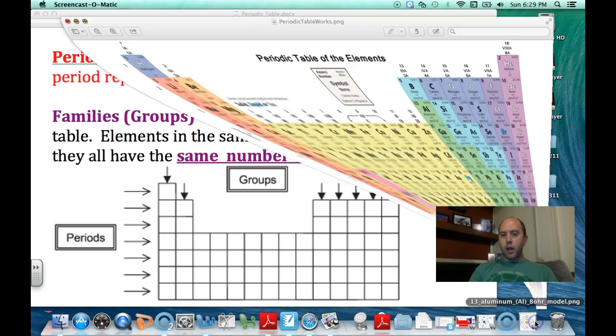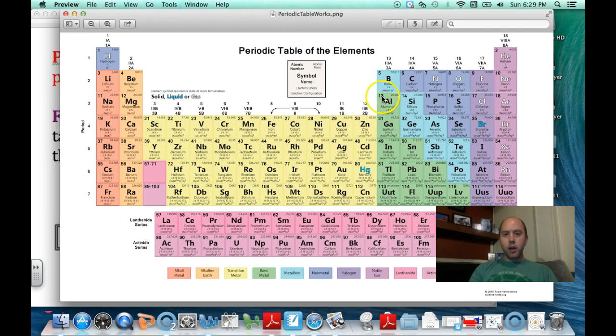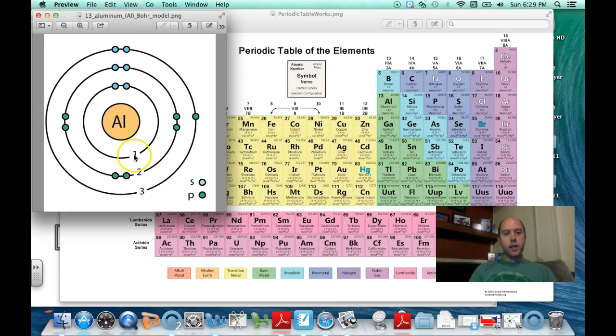So, aluminum, again, is right here. It's in period 1, 2, 3. Notice it's in the third row. That would be, again, third period. So it should have 3 energy levels. Well, if I look at a Bohr model of that, we'll notice that yes, it does. Here's the nucleus in the center, and around that are these energy levels. And sure enough, aluminum has 1, 2, 3 energy levels. And on each energy level are the electrons.